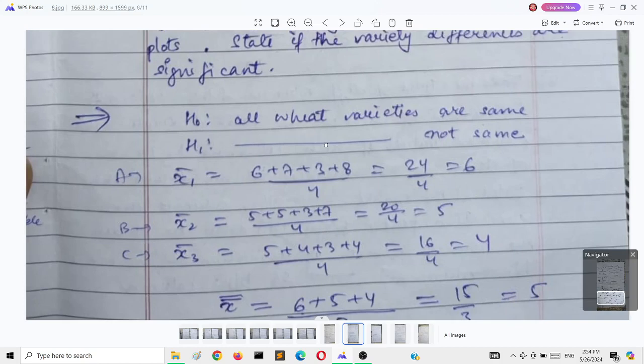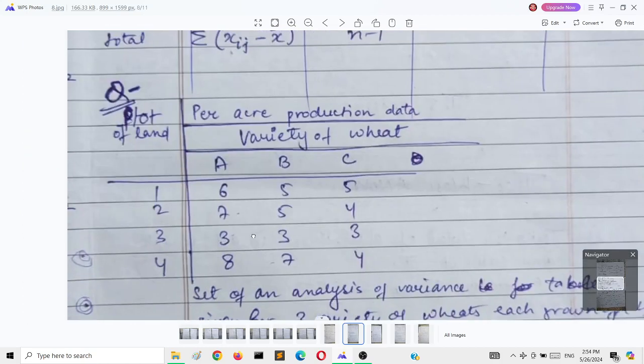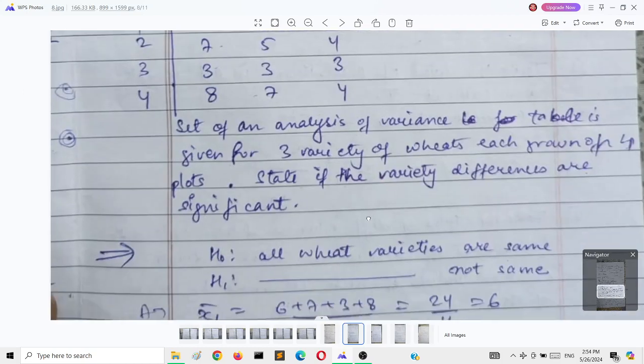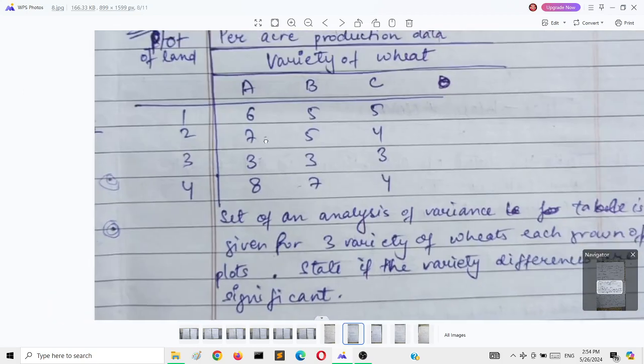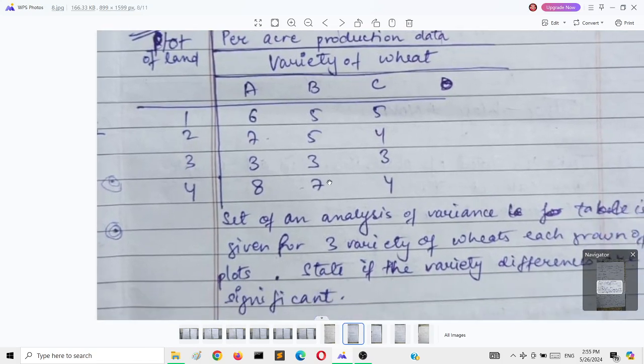You use the same formula which we discussed earlier. For each sample you do 6 minus the mean, that is 6. So 6 minus 6 whole square plus 7 minus 6 whole square plus 3 minus 6 whole square plus 8 minus 6 whole square, and add all of them. Then you do the same for the next sample. Its mean is 5, so 5 minus 5 whole square plus 5 minus 5 whole square plus 3 minus 5 whole square plus 7 minus 5 whole square. Similarly for the third, and add them all. That's your SS within.